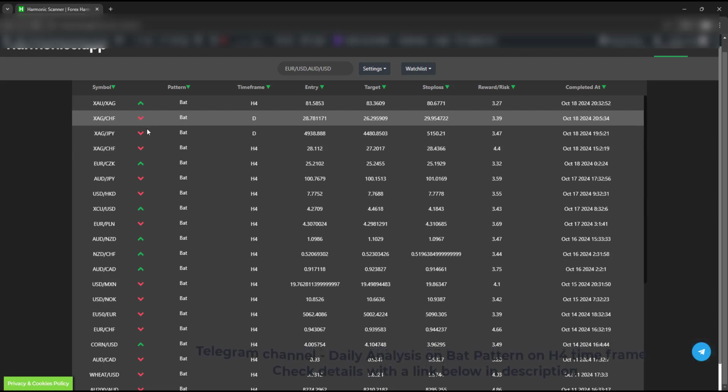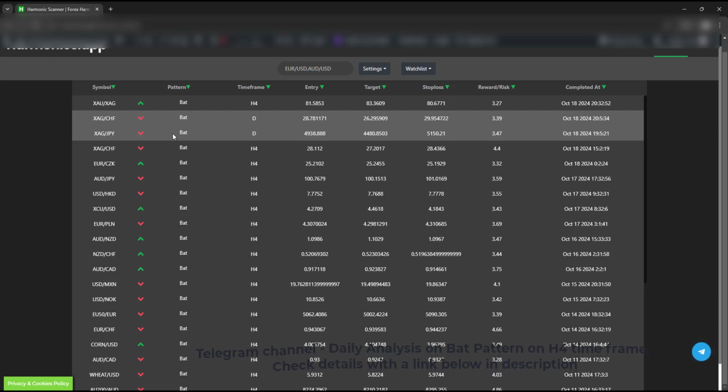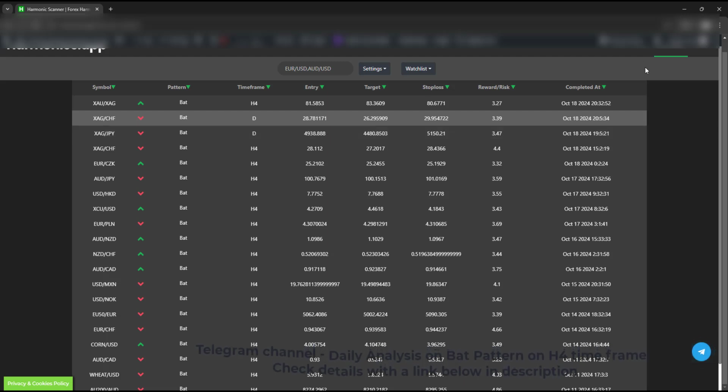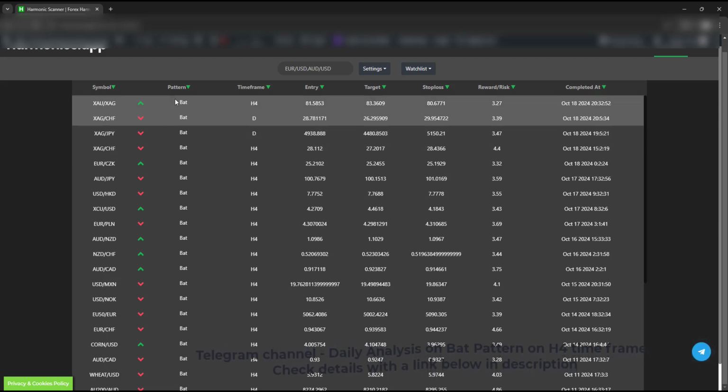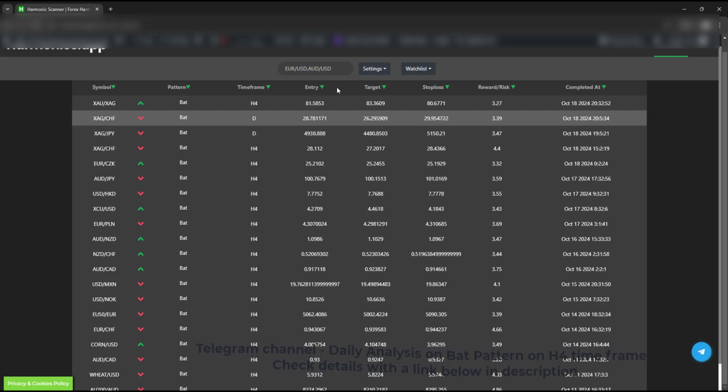And then you can simply click on it and make the analysis, instead of sitting in front of your computer waiting until the scanner detects one of the patterns. Now you can see all the details visible here. Each column defines what it represents. You can see the entry, target, and stop loss, risk, reward, and when it was detected.